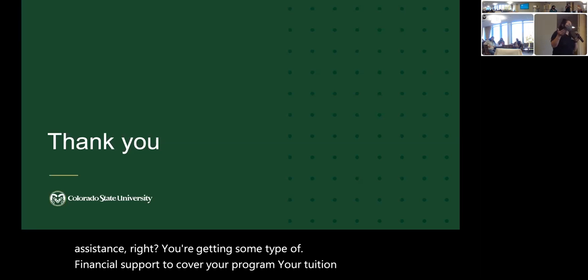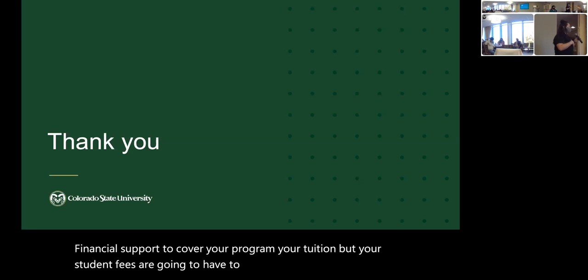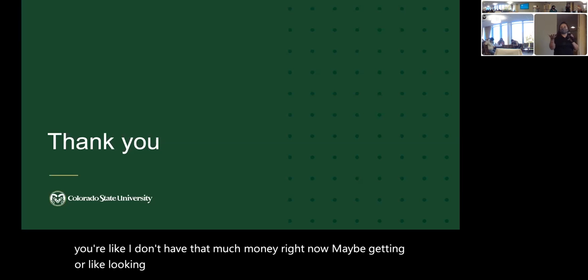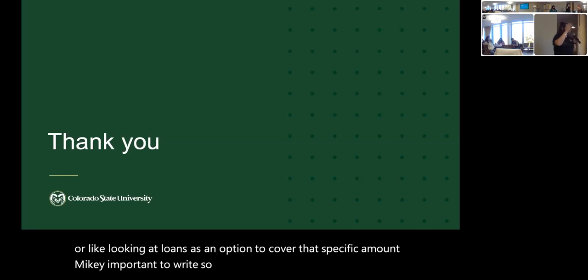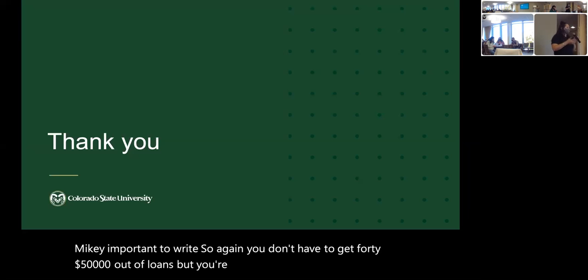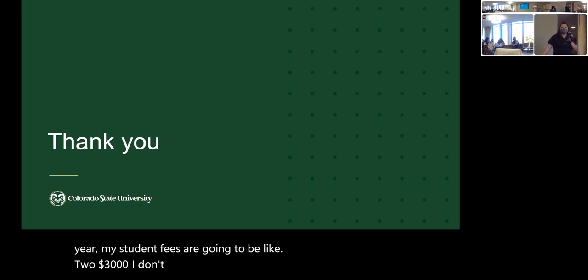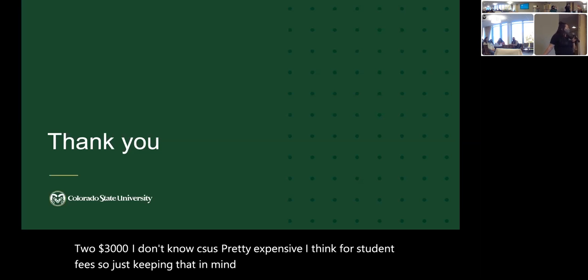But your student fees are going to have to come out of your pocket, and you're like, I don't have that much money right now. Maybe looking at loans as an option to cover that specific amount might be important too, right? So again, you don't have to get $40,000-$50,000 out of loans, but you're like, okay, roughly for a whole year, my student fees are going to be like $2,000-$3,000. I don't know. CSU is pretty expensive, I think, for student fees. So just keeping that in mind too, like what do you actually need?